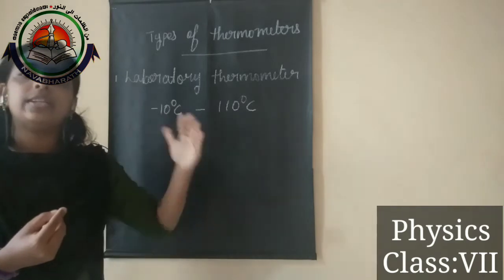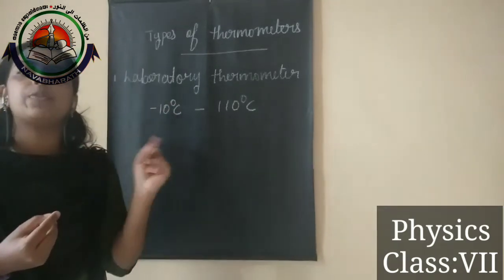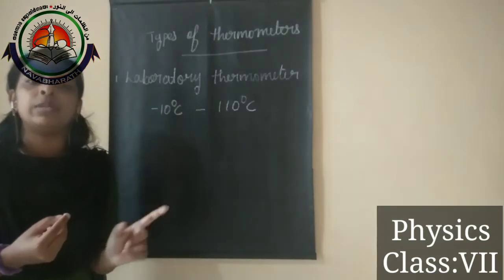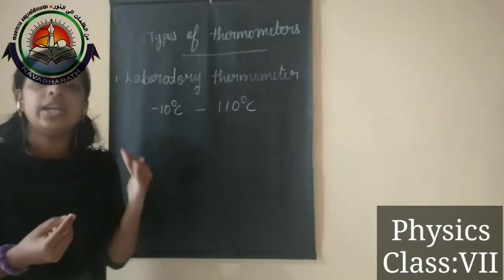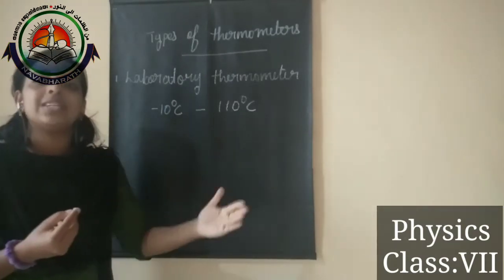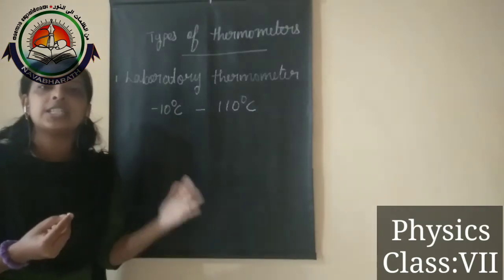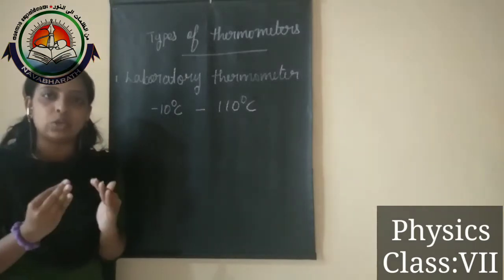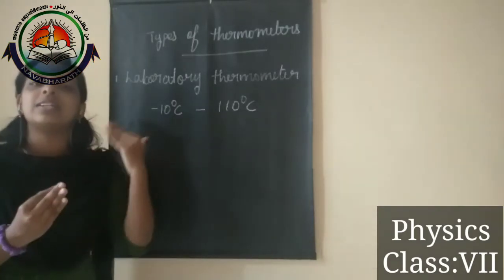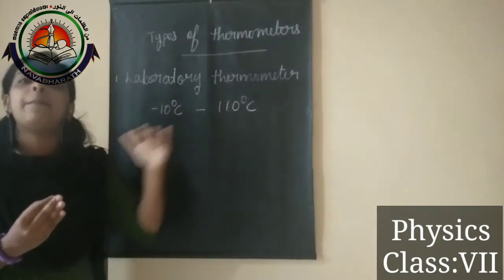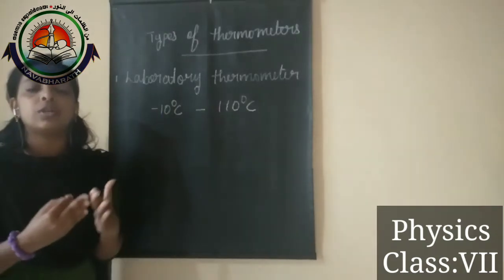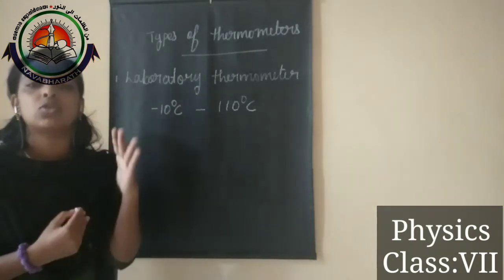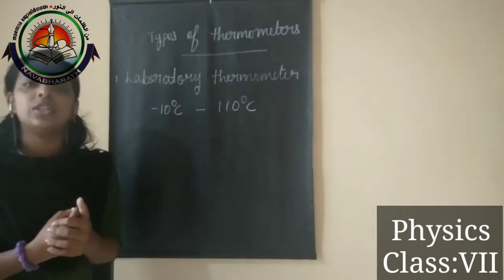I already told you that it consists of a fine capillary tube protected with a glass tube. That glass tube is considered the stem of the thermometer, and the lower end of the capillary tube is converted into a glass bulb, and in that bulb there is a thermometric liquid. That thermometric liquid is mercury, and the upper end of the laboratory thermometer is sealed. So this is the structural arrangement of the laboratory thermometer.